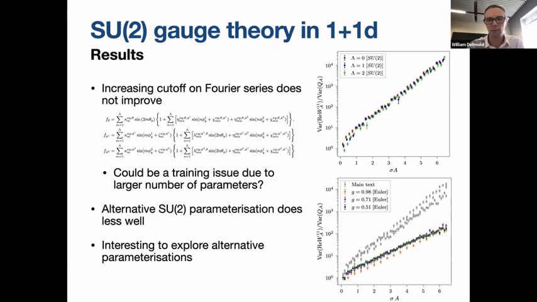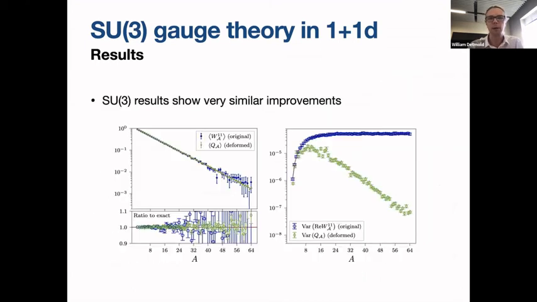We've also tried a different parameterization. This does worse, but it's definitely interesting to explore alternatives. Okay, SU3 is very similar. Let me just flash these results. They basically look the same, but let me move through them.